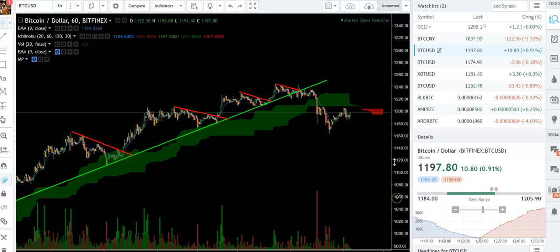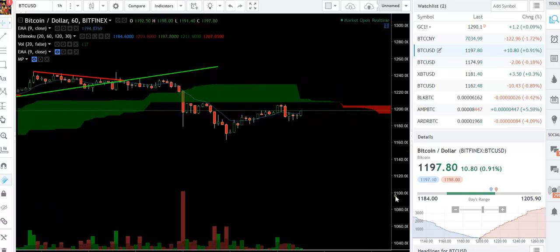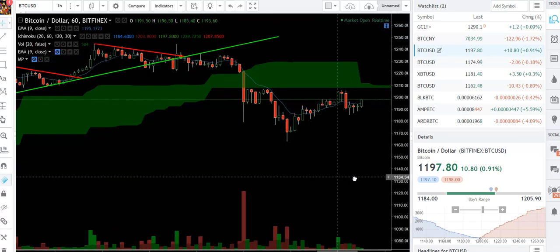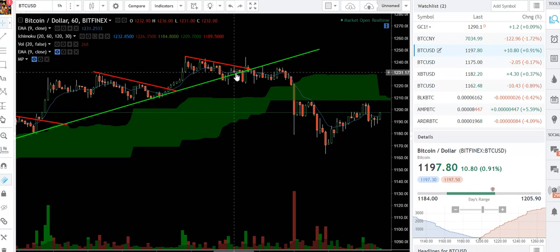And then as soon as we sold into the cloud for the first hour right here, this first hour that dumped into the cloud, this candle, that was a really good indication that, okay, this thing is breaking down and it's probably going to break down fast, because now we broke our support trend.